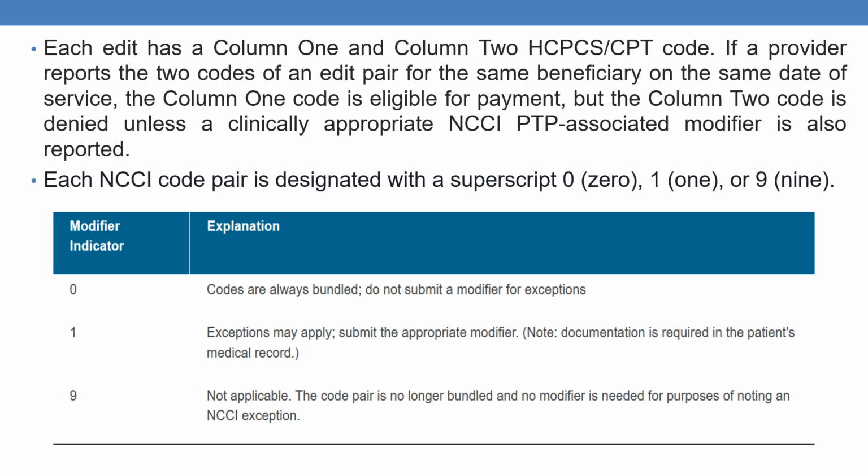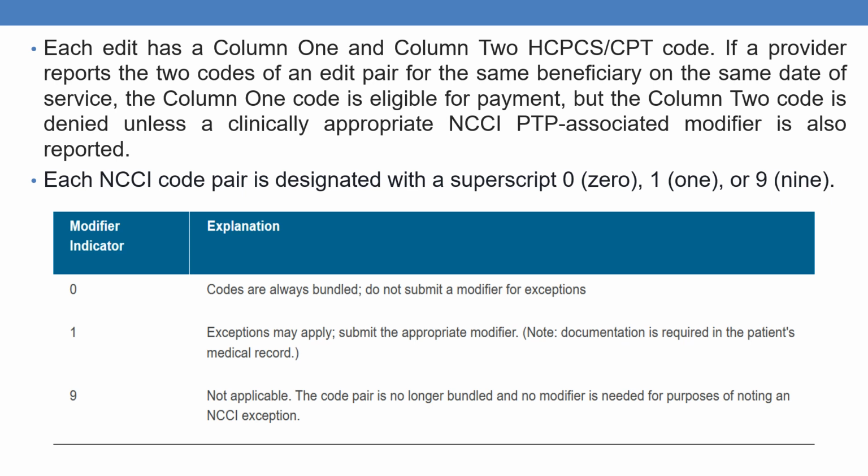And each NCCI code pair is designated with a superscript. There will be a superscript over each NCCI code pair. It can be 0, 1 or 9. If it is 0, it indicates that the codes are always bundled and do not submit a modifier for exception. So you cannot code these two codes simultaneously if superscript 0 is there.